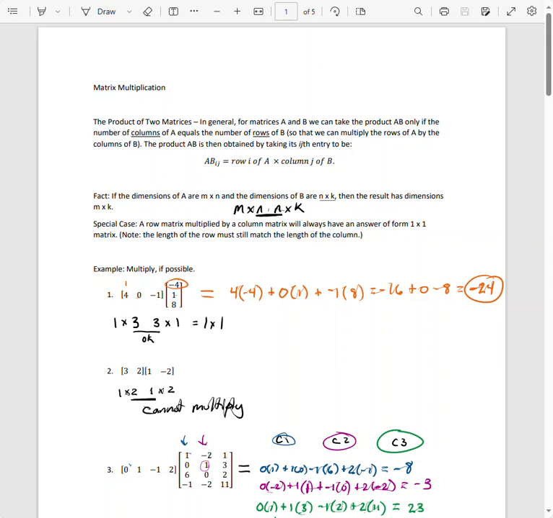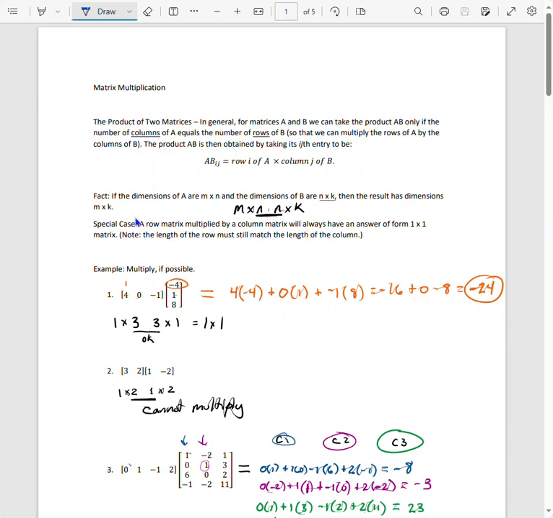The product, the result of multiplication, of two matrices in general, for matrices A and B, we can take the product AB only if the number of columns of A equals the number of rows of B, because we multiply the rows of A by the columns of B. The product AB is then obtained by taking its ijth entry, (AB)ij, from row i of A, and multiplying that by column j of B.